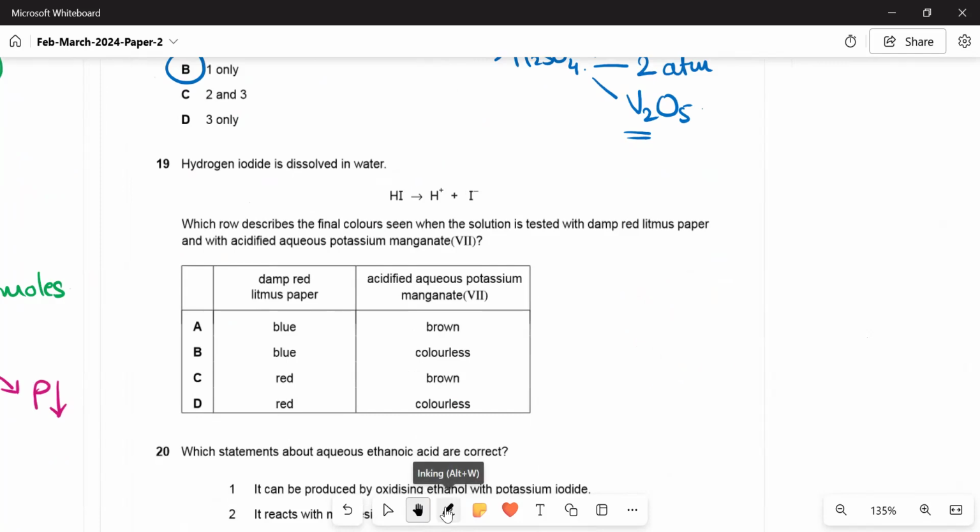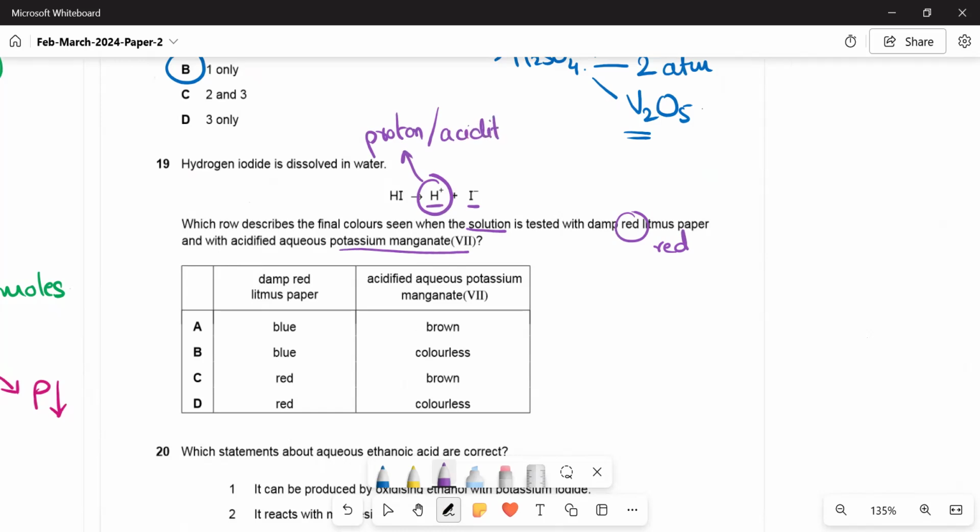Now, question number 19. Hydrogen iodide is dissolved in water. Hydrogen iodide, as you can see over here, gives one positive ion and one negative ion, one cation and one anion. Which row describes the final color seen when the solution is tested with damp red litmus paper and with acidified aqueous potassium manganate? Now what will happen? For damp red litmus paper, it's really easy, because damp red litmus paper will remain red due to the presence of H positive. This H positive ion is also known as a proton and it is responsible for the acidity of a substance.